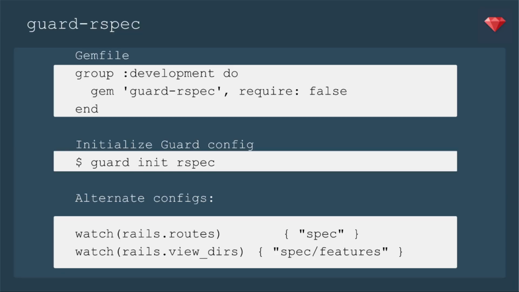Next, we're going to add guard-rspec. So again, we'll add guard-rspec to our development group, and we will run the command guard init rspec. Then I'll add those tasks to our existing Guardfile, and I'll show you what it looks like to begin with, and then how I changed it to work more with what I already had in my existing app.